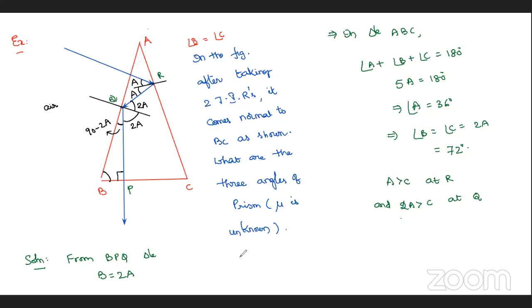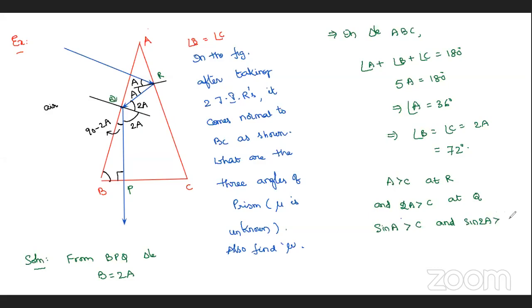Find the value of mu if I ask. Mu is unknown, so find it. Then come to the solution here. A is greater than C means, can I say sin A is greater than sin C, and 2A is greater than C?